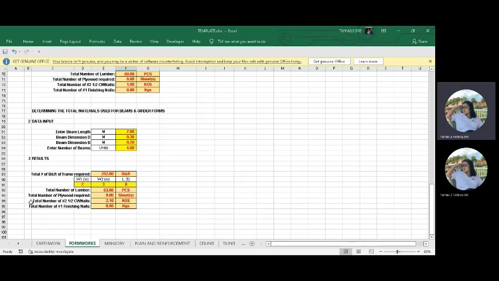63.00 pieces, and total number of plywood required is 9.00 sheets, and total number of 2 1/2 CW nails we have is 2.10 kilograms. Total number of number 1 finishing nails is 0.90 kilogram.